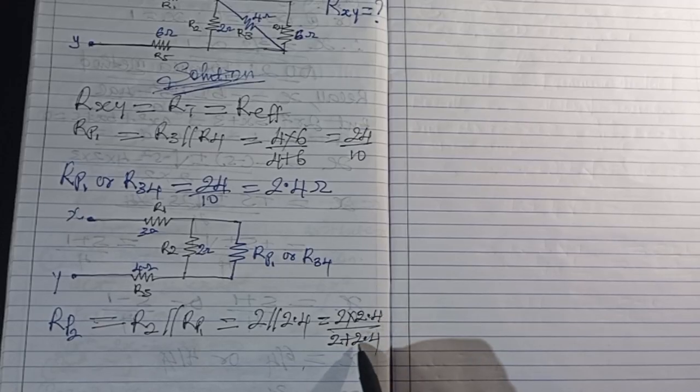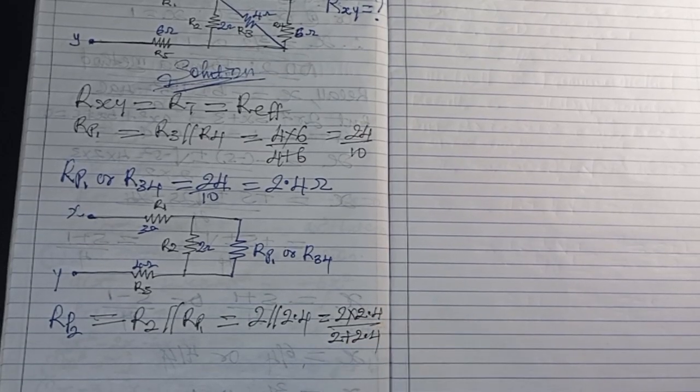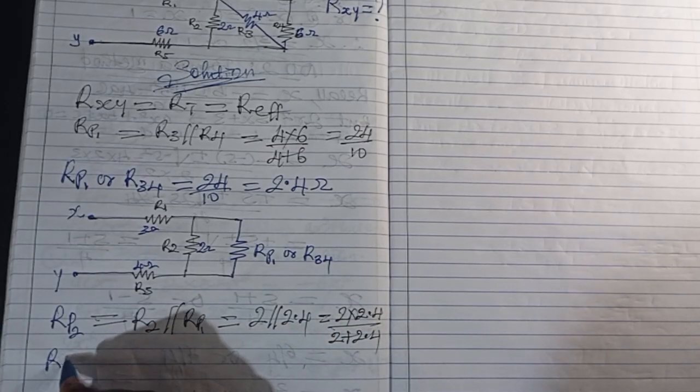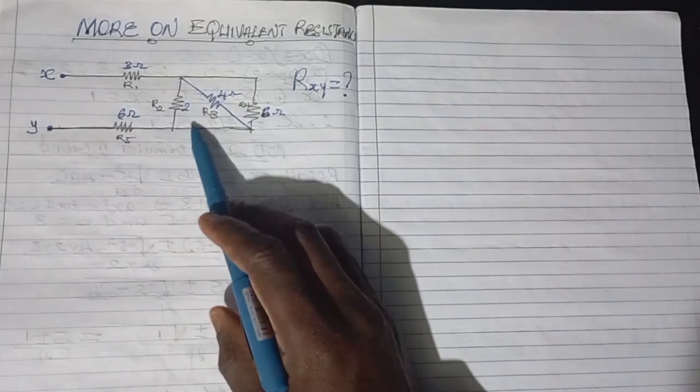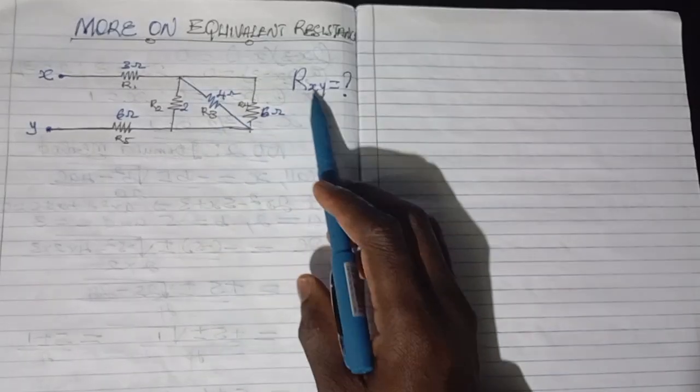0.4 divided by 2 plus 2.4 for resistors in parallel when there are 2. Okay, for more, check my previous lessons on resistors. So we have Rp2 is equal to... Viewers, let's find the equivalent resistance of this circuit, that is Rxy.